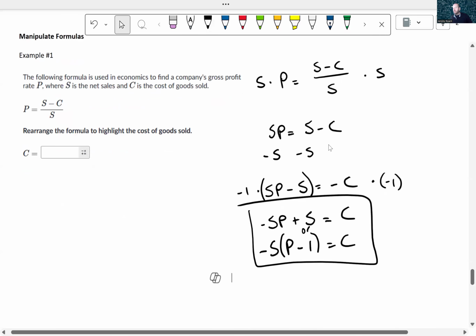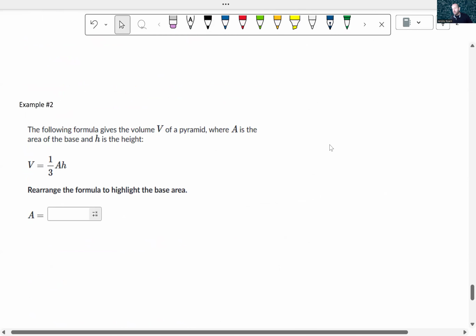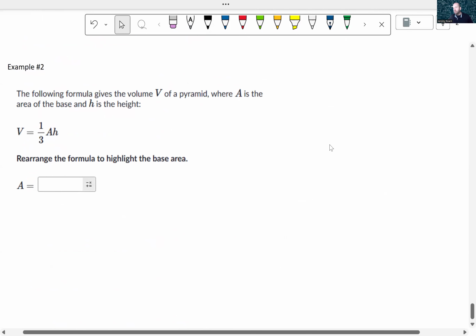Okay, we've got a couple more of these. It says the following formula gives the volume, where A is the area of the base and H is the height. And this is a formula that we see in geometry. Volume is 1/3 area of the base times height. And we want to rearrange the formula to solve for what A is.